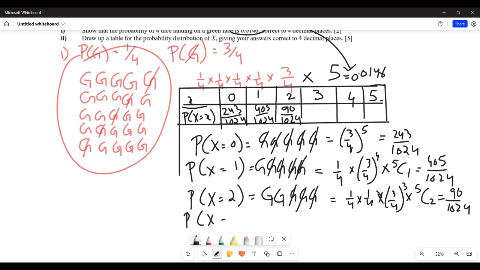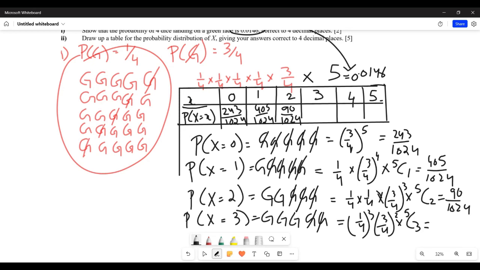Next is probability x equals 3. That means 3 of the dice have green at the top, 2 do not have green at the top. So 1 by 4 cubed, 3 by 4 squared, into 5C3, which gives 90 over 1024. Let me fix that. The other one is different. The previous one, for x equals 2, is in fact 270 over 1024. So that one is 270, and this one is 90 over 1024.